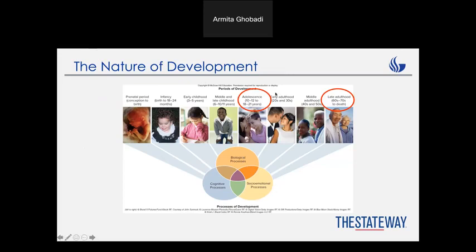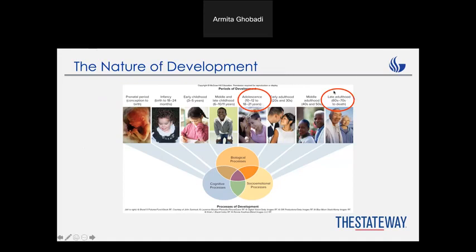Another important point that I want to talk about is adolescence. Here you can see 10 to 12 to 18 to 21 years. Yet, some children go through puberty too early compared to others, and some of them go through puberty late. So again, we shouldn't put a specific number on individuals and on children.